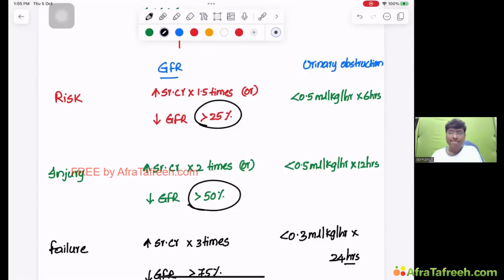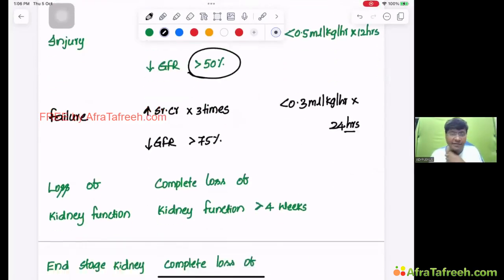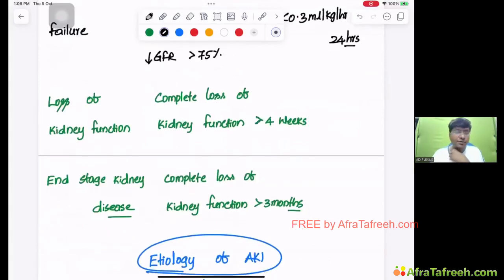And then we have the RIFLE criteria. What is added in your RIFLE? GFR is added. So risk means the GFR is reduced by more than 25%. Injury means the GFR is reduced by more than 50%. And failure means the GFR is decreased by more than 75%. Loss of kidney function means where there is complete loss of kidney function for more than 4 weeks. And end-stage renal disease, where there is complete loss of kidney function for more than 3 months. Okay, so that is about your RIFLE.